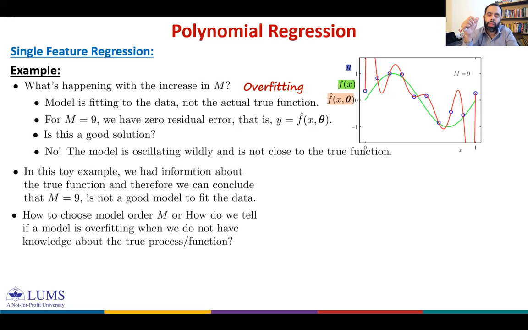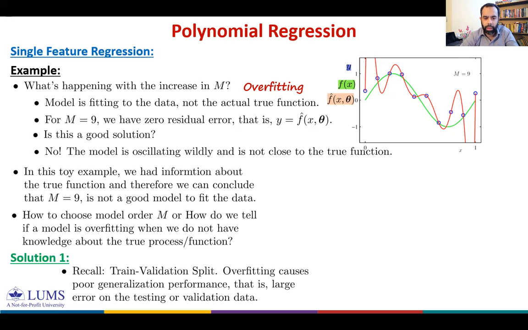We talked about one solution in the second video. That was using a train validation split. So M here is a hyperparameter. When we carry out the train and validation split, we get a poor generalization performance because of overfitting. So when it is overfitting, we expect a poor generalization performance, that is, large error on the testing or validation data. The solution is the train validation split. How do we employ this solution?